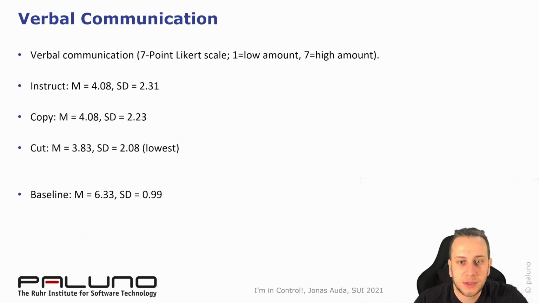We asked the participants to specify the amount of verbal communication needed per condition on a 7-point Likert scale, 1 low amount and 7 high amount. The participants stated that they verbally communicated a lot for the baseline, with a mean of 6.33. Less verbal communication was needed when they used instructions, copy or cut. We observed the lowest verbal communication in the cut condition.